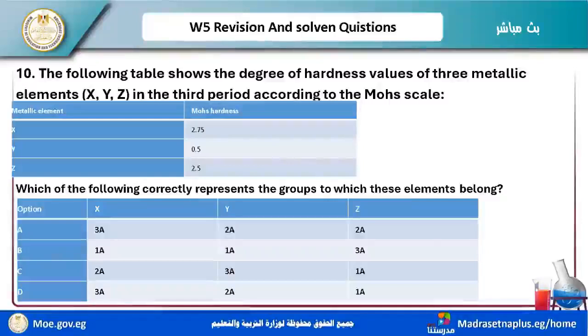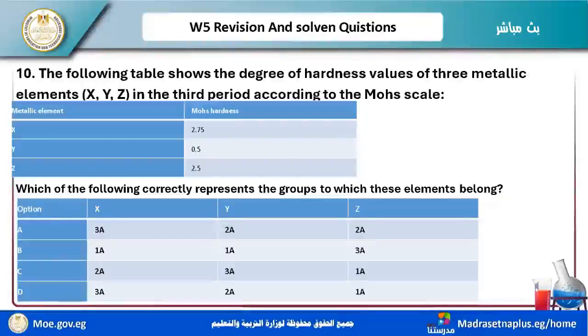Mohs hardness 2.75, 0.5 is B, 2.5 of Z. Which of the following correctly represents the groups to which these elements belong? Now, 3A, 1A, 2A, 3A. This is X. Which one has the higher Mohs scale value, 2.75? That is X. So X is 3A because the number of valence electrons is more, so it is more solid, with more hardness.